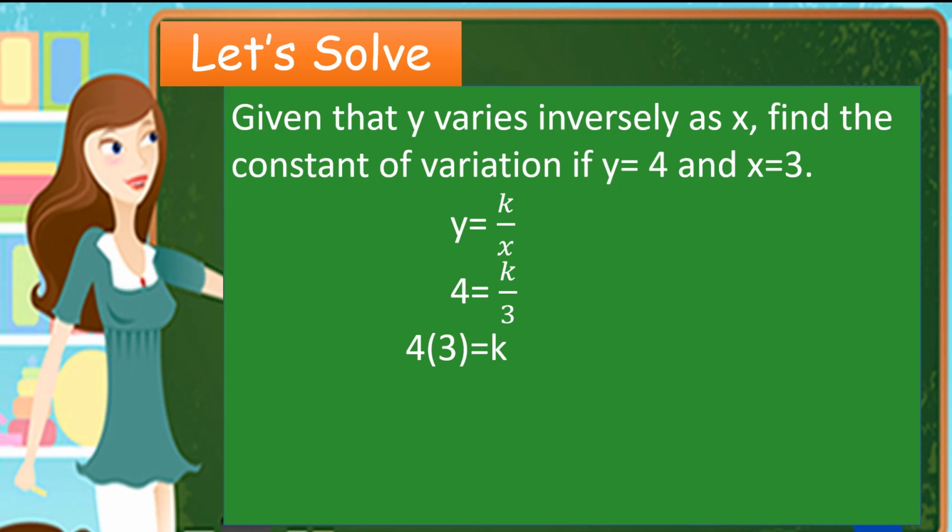And to solve this, multiply lang natin yung 4 times 3. 4 times 3 is equal to k. Then we have 12 is equal to k. So, meron na tayong value ng constant of the variation which is 12. So, ganun lang yun kasimple. Substitute lang, multiply natin yung value ng variables na given para mahanap natin ang constant of the variation.